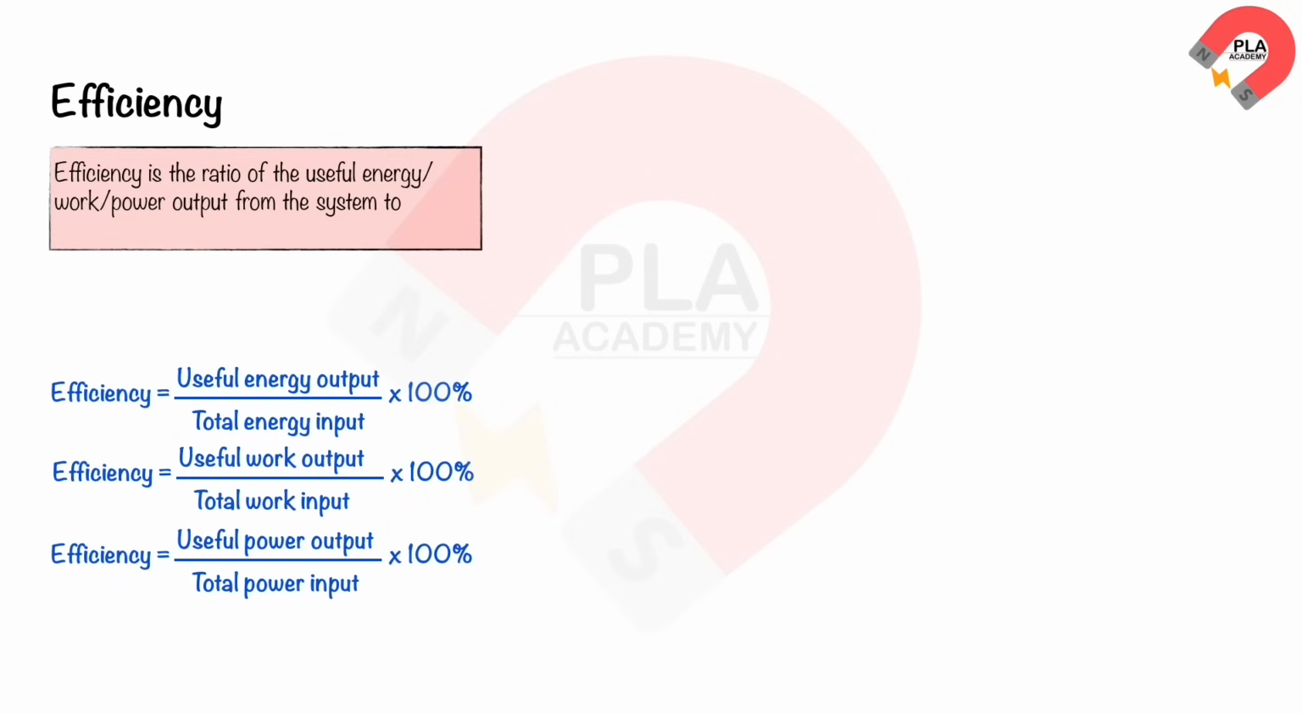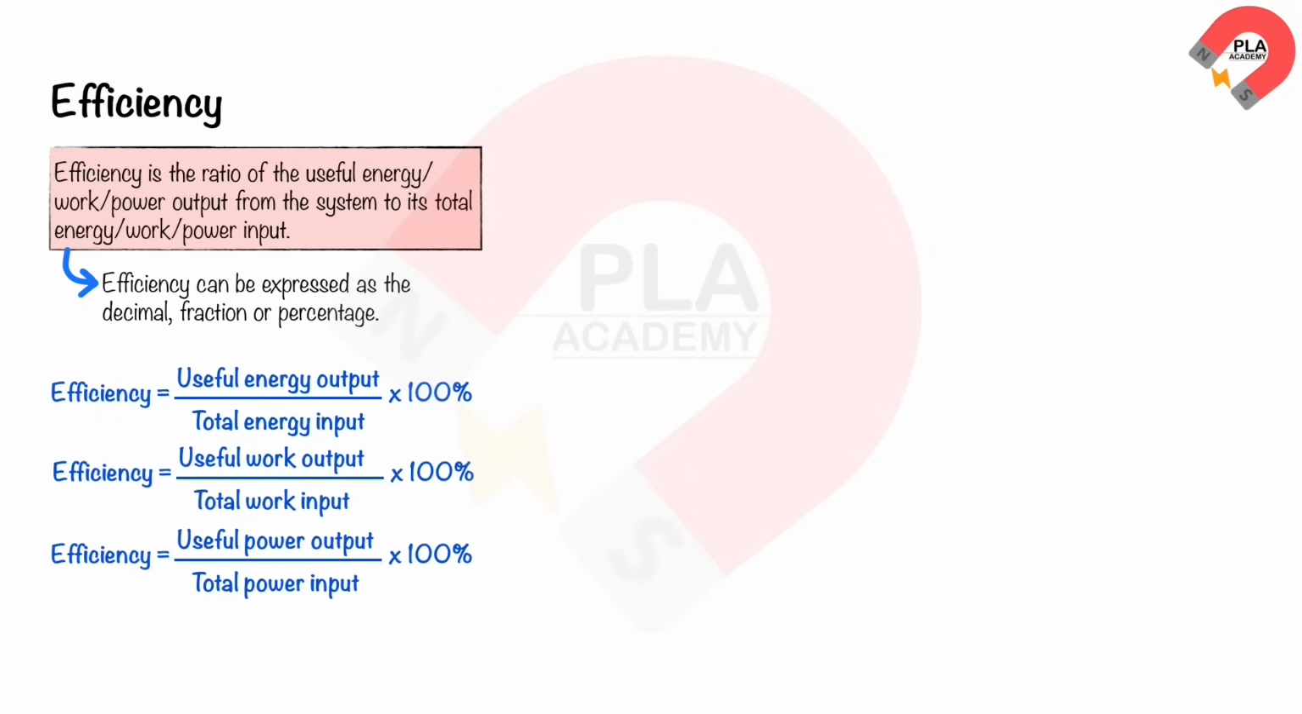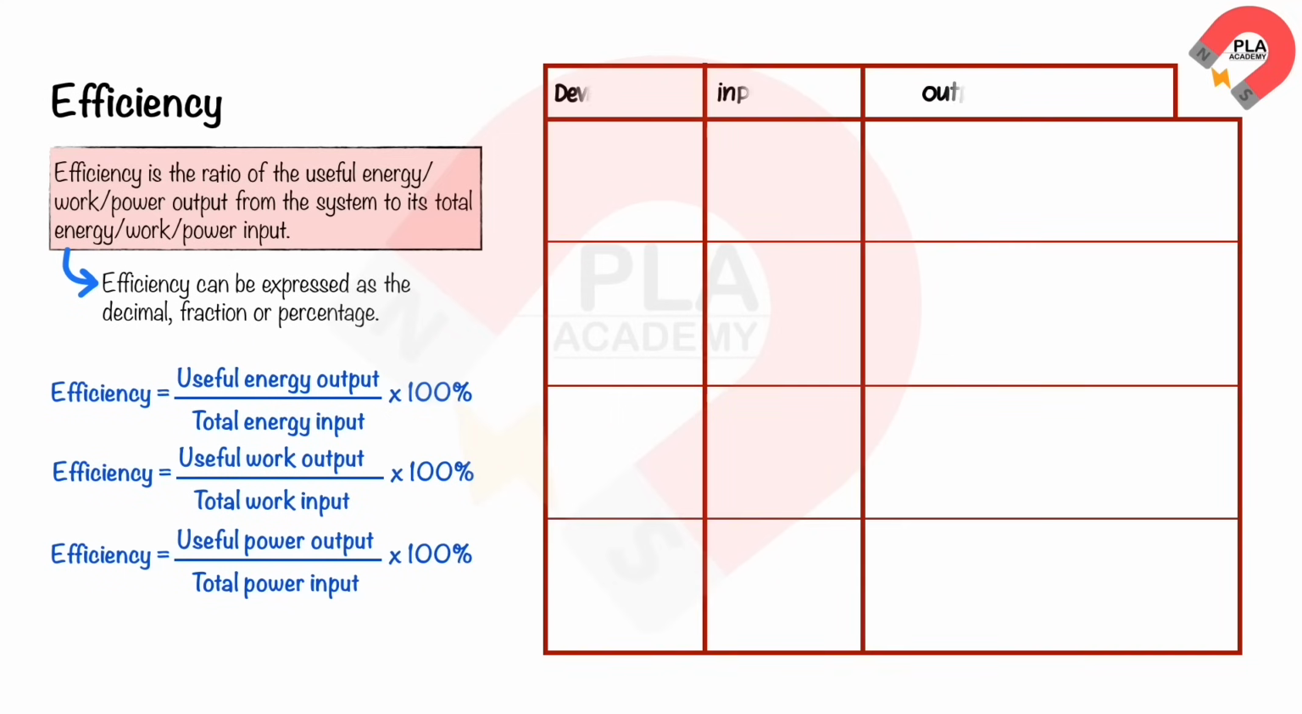Efficiency is defined as the ratio of the useful energy, or work or power output from the system to its total energy, or work or power input. Efficiency can be expressed as a decimal, fraction, or percentage. Here are the efficiency values for different devices or bodies.